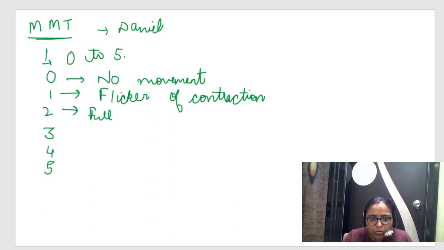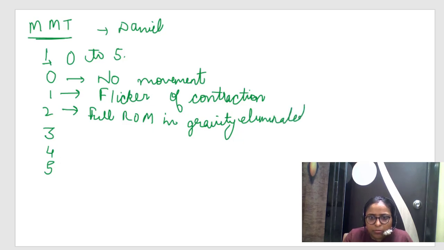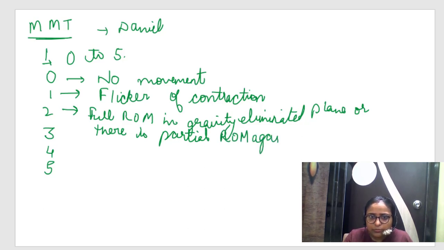Either the full range of motion in gravity eliminated plane, or there is a partial range of motion, okay? Partial range of motion against gravity, right? I'll give you one example to make you understand this, but for now you just learn these points.